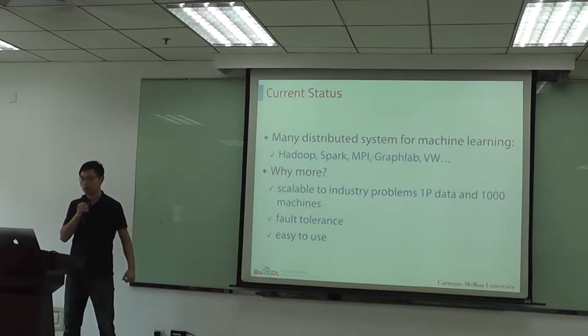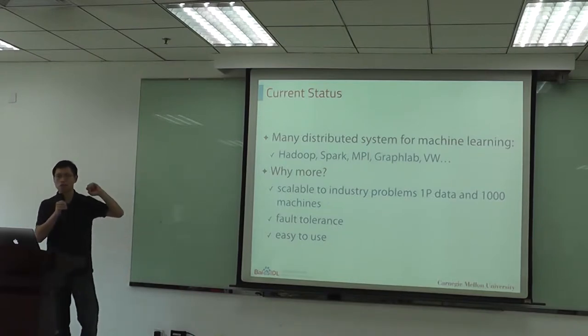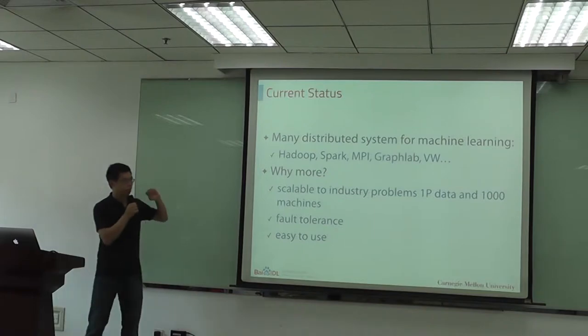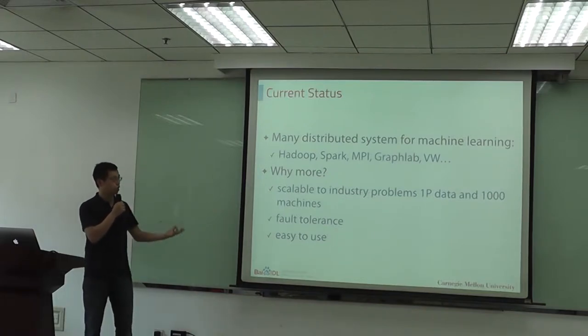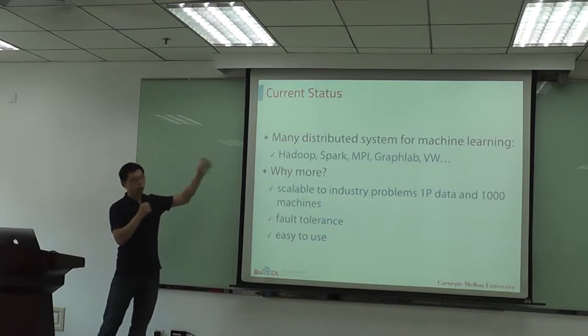GraphLab is a graph system. VW is a linear system. Most of these are not really scalable to industrial data sets. Given that you have 1 petabyte of data and 1,000 machines, this is not an option you have.